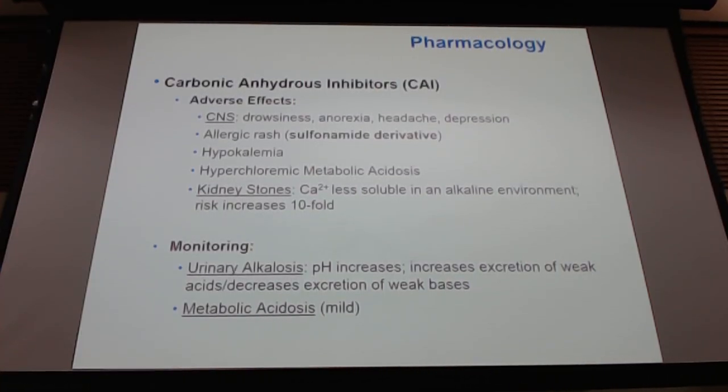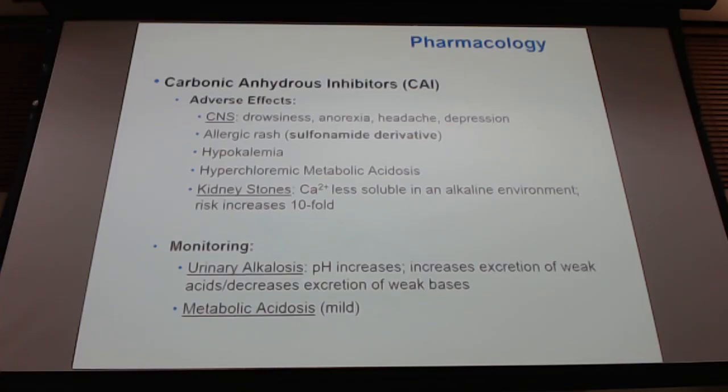Some adverse effects that we'll see can affect the CNS, so drowsiness, anorexia, headache, and depression. You'll also see the allergic reaction, which is usually a rash, so that's due to the sulfonamide derivative contained in the medication. It will cause low potassium, and it'll cause hyperchloremic metabolic acidosis.